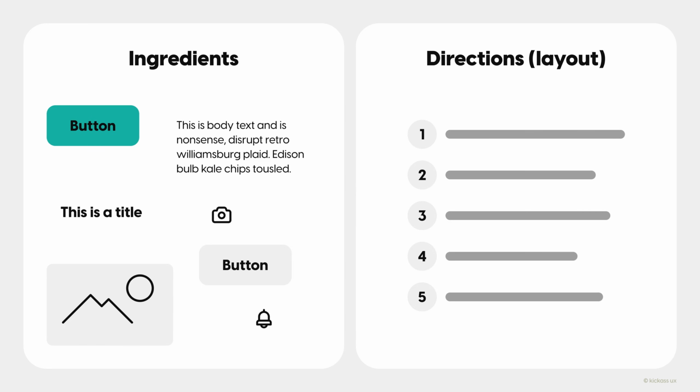Let's look at it like a food recipe. If UI elements such as buttons, text, images, icons, etc. are the recipe ingredients, then layout provides the instructions for where and how you use those ingredients to make the overall recipe look and taste just right.